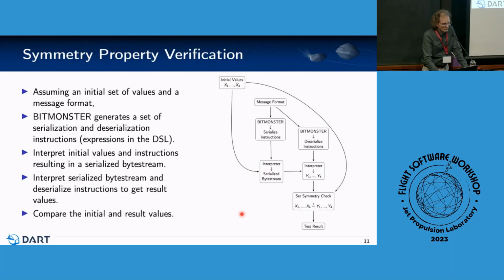For the second one, the symmetry property, we'll need to call BitMonster twice, but we start with a set of initial values again in the message format, x1 through x4. You can run BitMonster just like we did on the previous slide: get a set of serialization instructions in the virtual machine, run the interpreter again, and get a serialized byte stream. Then we can run BitMonster to get a set of deserialization instructions, which are masks and shifts in the inverse direction, and feed that byte stream into the interpreter to get a set of output values, y1 through y4. Then all you have to do is ask, does x1 through x4 equal y1 through y4? That can be a check of the serialization symmetry.